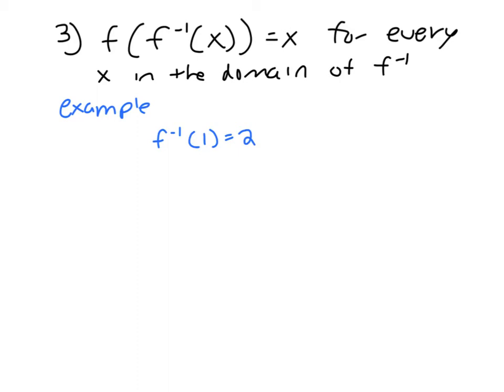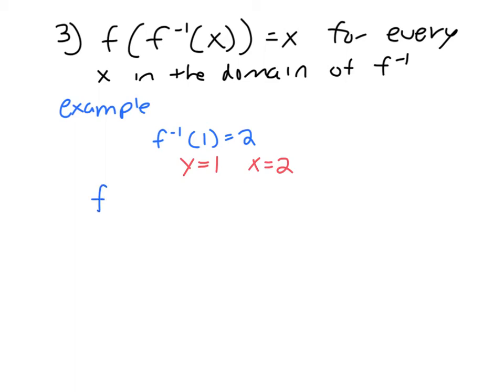All right, the next property is very similar to the previous property, it's just in the other direction. Here we have f of f inverse of x equals x. So f and f inverse basically cancel, and the only thing you're left with is x. Let's do an example. Say f inverse of 1 equals 2. So basically y equals 1 and x equals 2, because this is the inverse function.